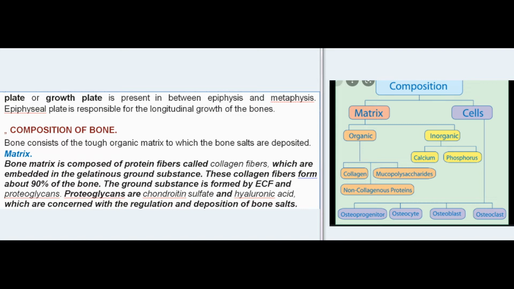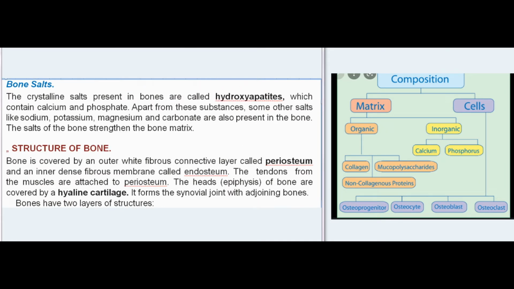Composition of bone. Bone consists of the tough organic matrix to which the bone salts are deposited. Matrix. Bone matrix is composed of protein fibers called collagen fibers, which are embedded in the gelatinous ground substance. These collagen fibers form about 90% of the bone. The ground substance is formed by ECF and proteoglycans. Proteoglycans are chondroitin sulfate and hyaluronic acid, which are concerned with the regulation and deposition of bone salts. Bone salts. The crystalline salts present in bones are called hydroxyapatites, which contain calcium and phosphate. Apart from these substances, some other salts like sodium, potassium, magnesium, and carbonate are also present in the bone. The salts of the bone strengthen the bone matrix.